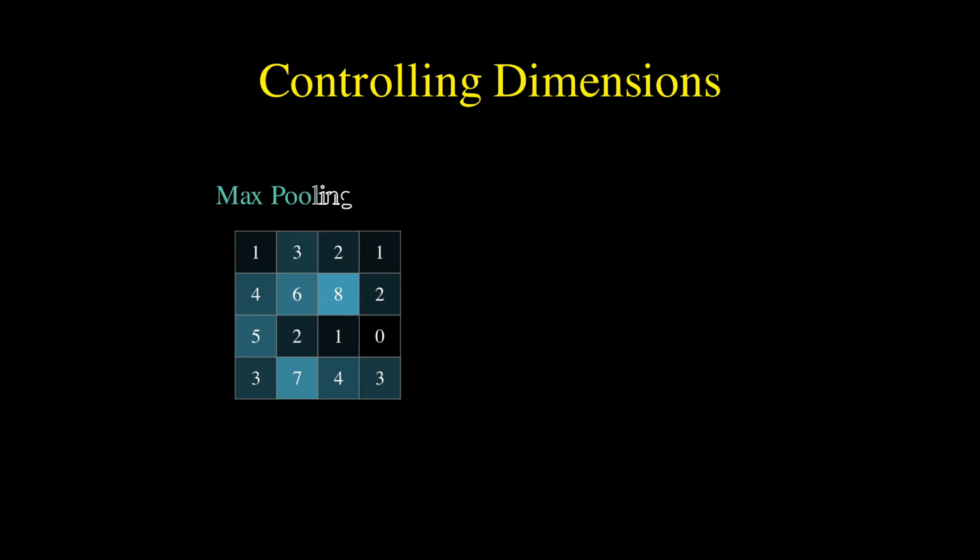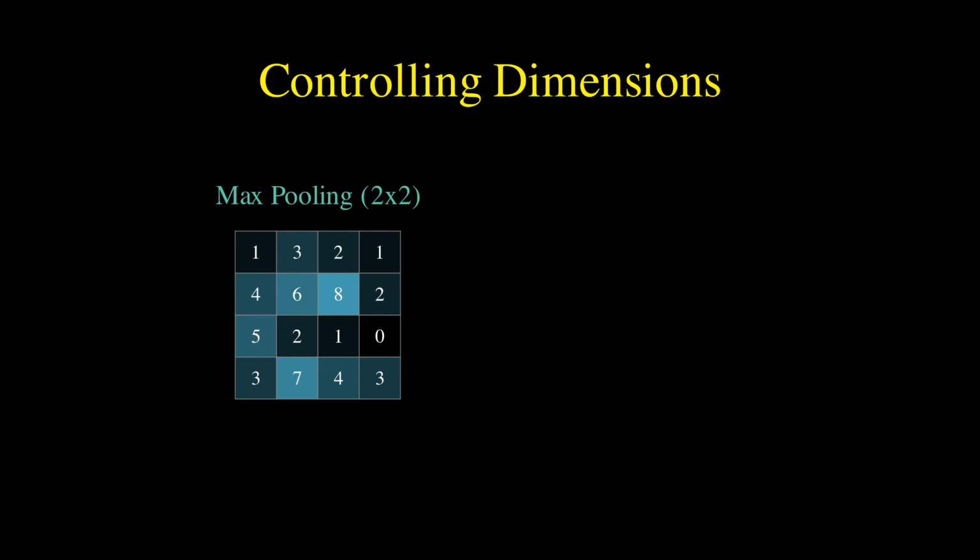Now, let's talk about how we actually control the size of each layer's output. We mentioned that the number of kernels determines C', the channel dimension, and the kernel size affects H' and W' through that simple formula. But in practice, there's another important operation: pooling. Specifically, max pooling. Here's how it works.